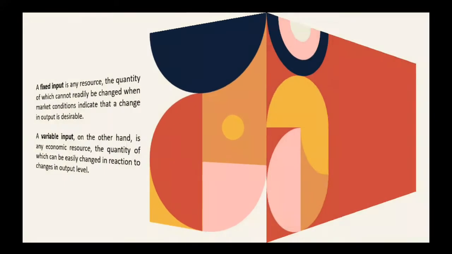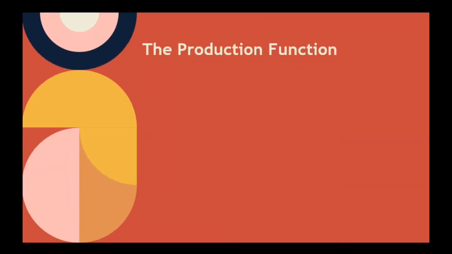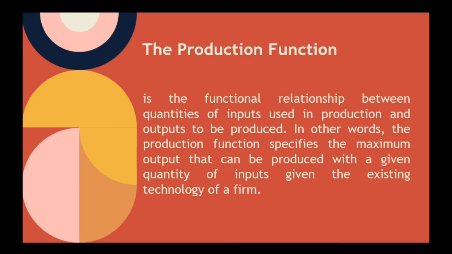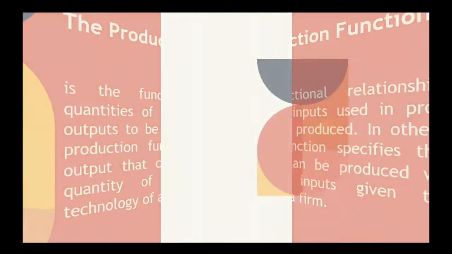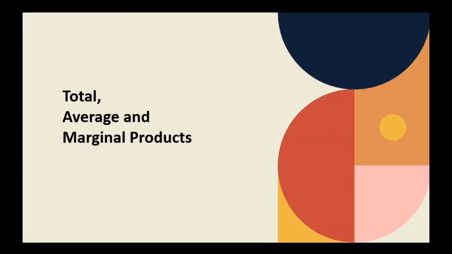Now let's move on to the production function. A production function is the functional relationship between quantities of inputs used in production and outputs to be produced. In other words, the production function specifies the maximum output that can be produced with a given quantity of inputs given the existing technology of a firm. Now there are three important production concepts. These are total product, marginal product, and average product.